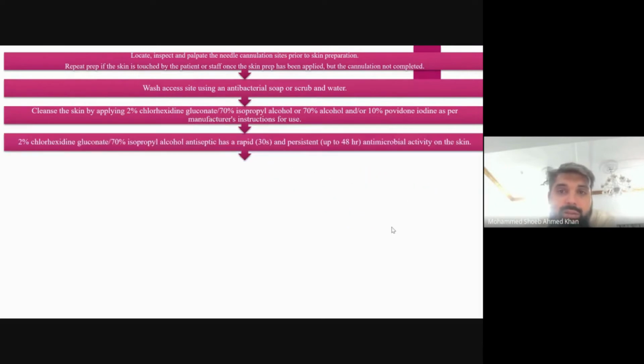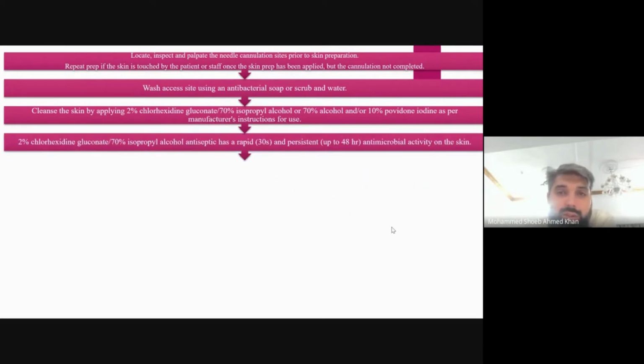So repeat the preparation if the skin is touched by the patient or staff, and then wash the area with soap, or if the patient is washing and coming, we can use the antiseptic over the patient's arm with more than 60% alcohol or an iodine solution. If you are using an iodine solution like betadine, then we need to make sure that it dries up. We should give at least 2 to 3 minutes, and then it should be used.